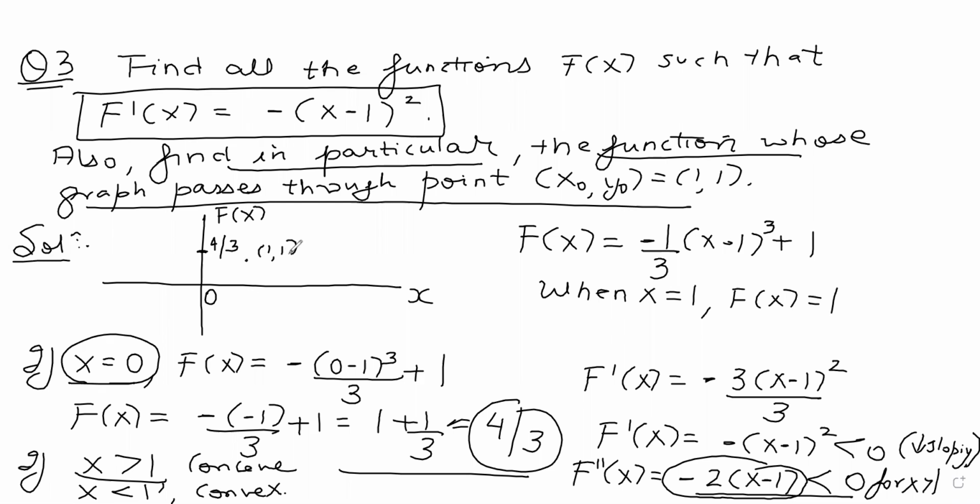You can clearly see it's downward sloping, and for x greater than 1, it is concave. But for x less than 1, it's downward sloping but convex. So this is your graph. This is the rough sketch of the graph which you can see on the screen. It passes through 1 comma 1, it's downward sloping. For x greater than 1, it's concave. For x less than 1, it's convex. And it's passing through the point 4 comma 3.